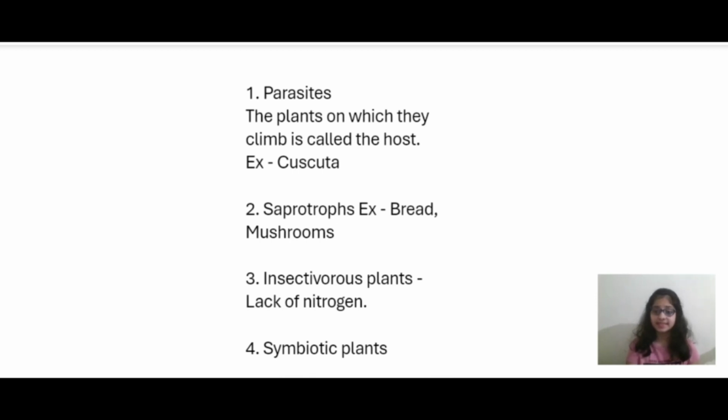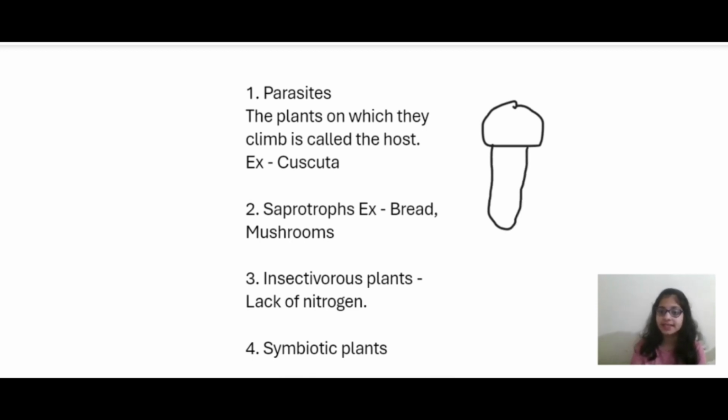Let me show you an example of the insectivorous plants. Let's take an example of the pitcher plant, right? In the pitcher plant, there's a small lid. This lid keeps on opening, closing, opening, closing. When the insect gets in, it gets closed, and when there are no insects, it gets opened. And this is the pitcher.